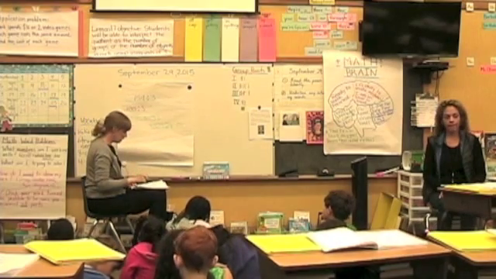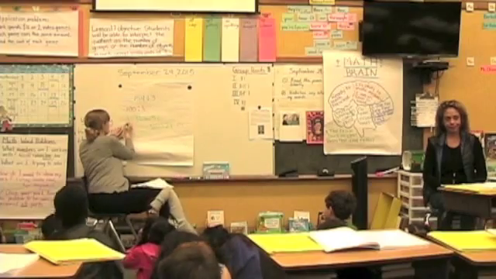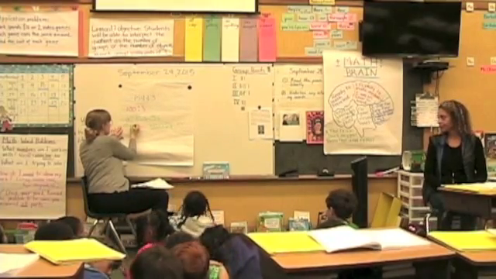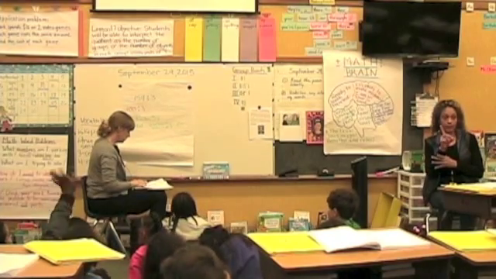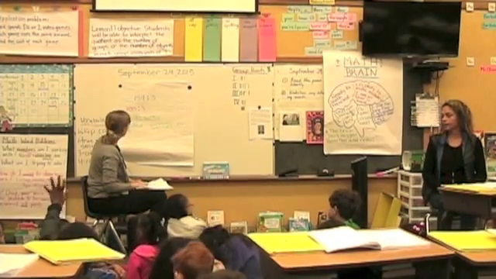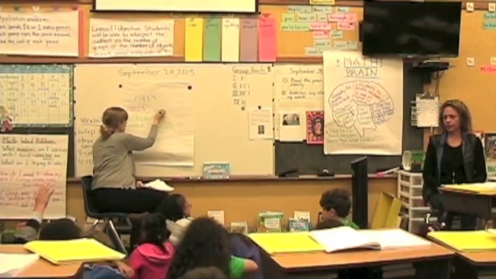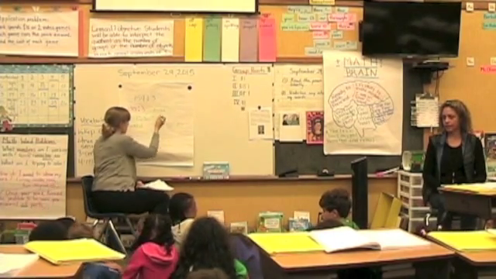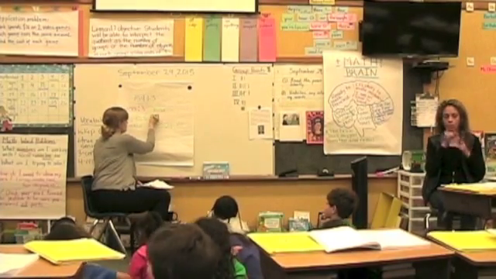Okay, and then we're going to actually talk about this. This is actually the dividend. You remember we went over this yesterday a little bit? This is the dividend. Okay. And the 3 is actually the divisor. Okay. And the answer in this one is the quotient. Okay.